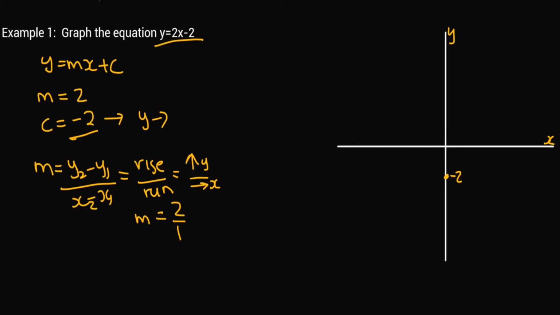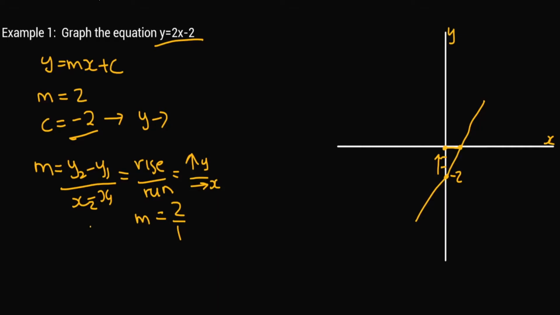So that means from the point minus 2, you're going to go up 2 points, and that will take you to point 0. But that's not your point, because you have to go 1 unit via the x-axis. So that's your final point, and you can draw that, and that is going to be your equation.